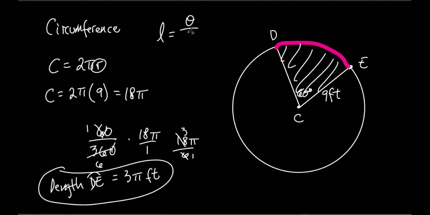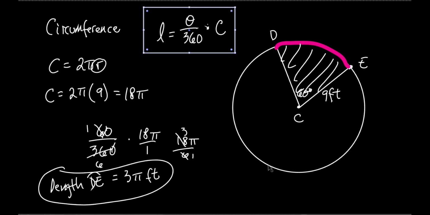Theta over 360 times 2 pi r. Or they actually put times C, which is the circumference, okay? So that's a nice compact way. Do you really have to memorize that? No, because you already know.